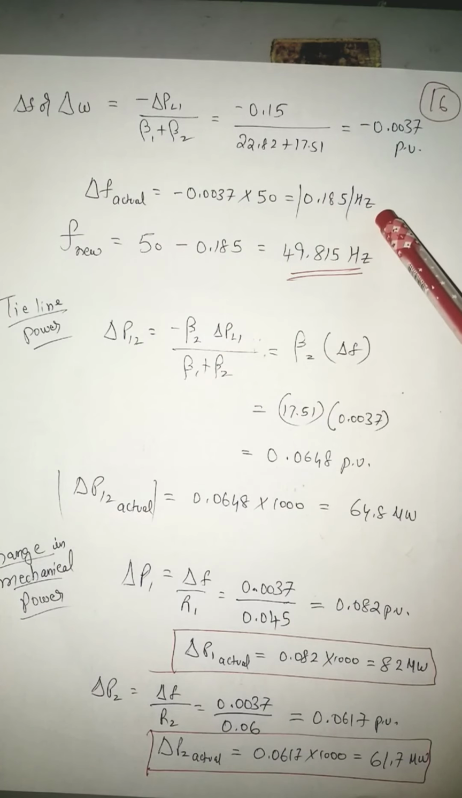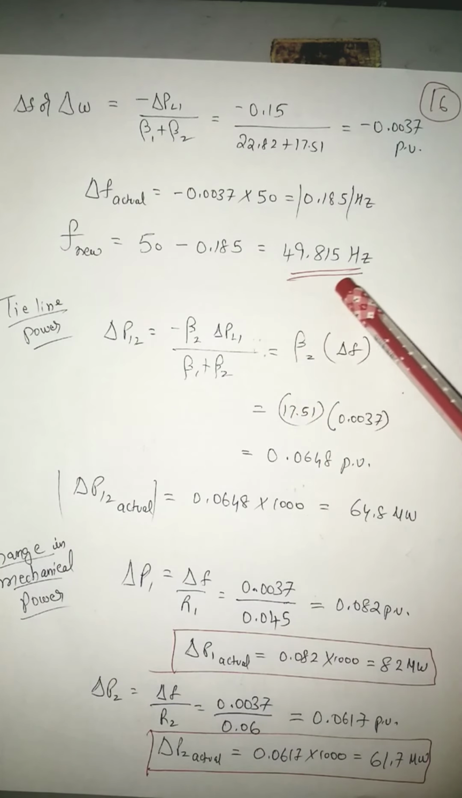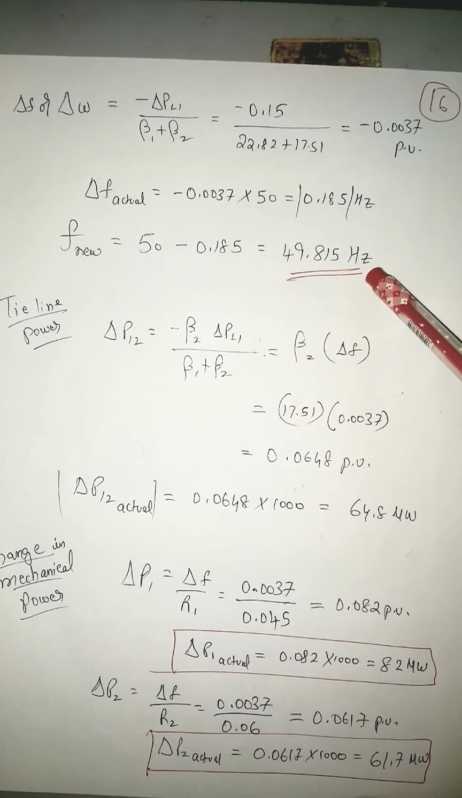So there is an increase in load demand by 150 megawatt. So there is a drop in frequency by 0.185 Hertz. So since it has reduced by 0.185 Hertz, the new value of frequency is 50 minus 0.185, which is 49.815 Hertz. This is the first part of the problem.